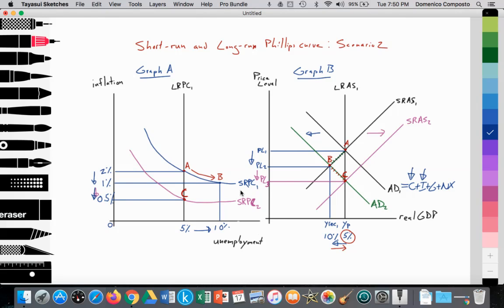So let's go ahead and analyze this as we would for a paper exam for the IB. As can be seen, we have two graphs. Graph A is illustrating the short-run Phillips curve and the long-run Phillips curve.